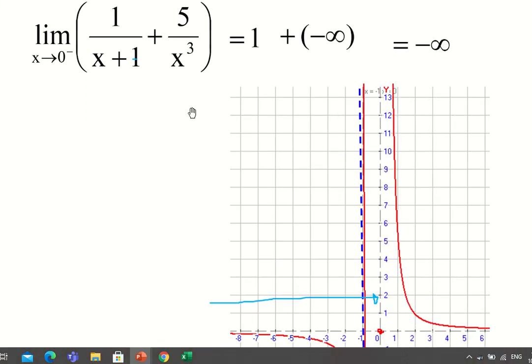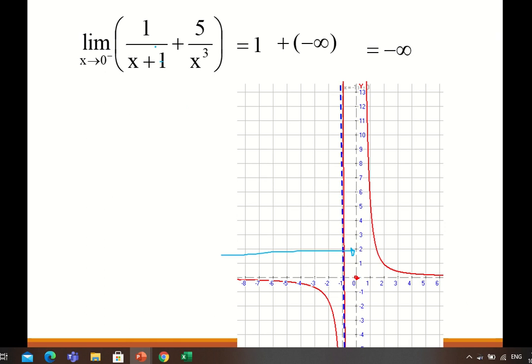So in that case, we have x equal to minus 1. So that's why we have here the vertical asymptote, this blue color here, x equal to negative 1, sorry.